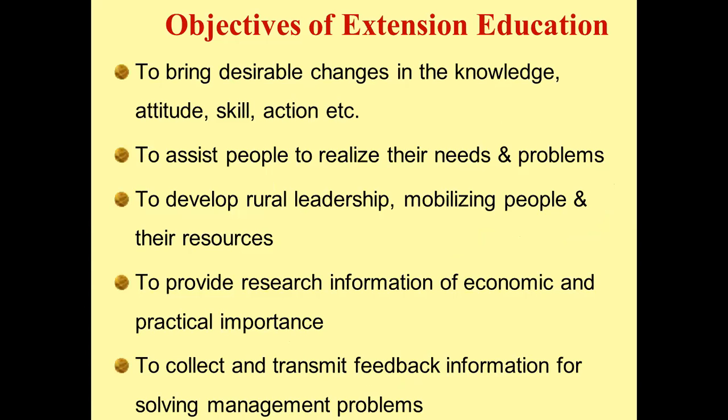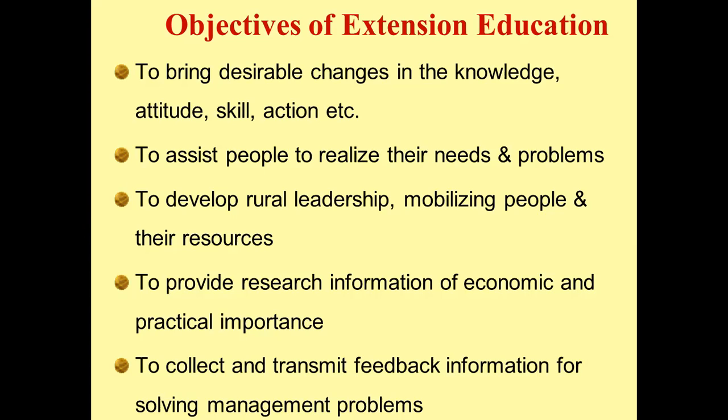Then what are the different objectives of extension education? Actually, there are five important objectives of extension education. The first one is to bring desirable change in knowledge, attitude, skill, and action. This is known in short form as KASA, and these are the different segments of the behavioral aspect: knowledge, attitude, skill, and action. Then, to assist people to realize their needs and problems. So the needs of the farmers are very important. The needs of the learners are very important.